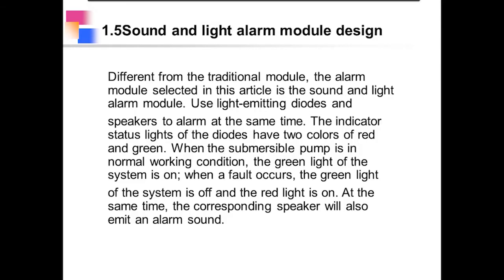Five, sound and light alarm module design. Different from the traditional module, the alarm module selected in this article is the sound and light alarm module. Use light emitting diodes and speakers to alarm at the same time. The indicator status lights of the LEDs have two colors, red and green. When the submersible pump is in normal working condition, the green light of the system is on. When a fault occurs, the green light of the system is off and the red light is on. At the same time, the corresponding speaker will also emit an alarm sound. The system is equipped with a display.